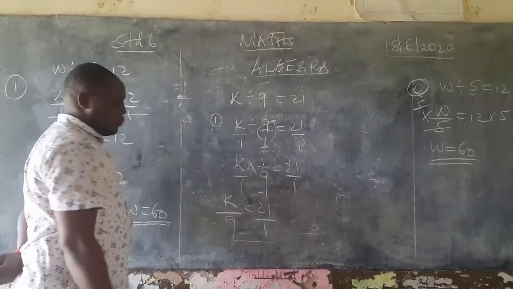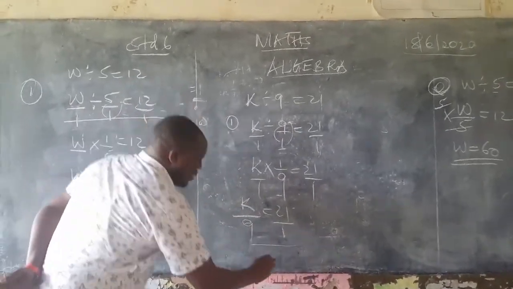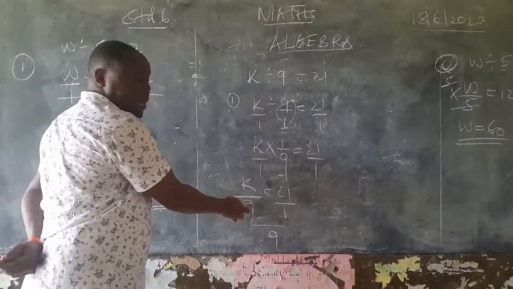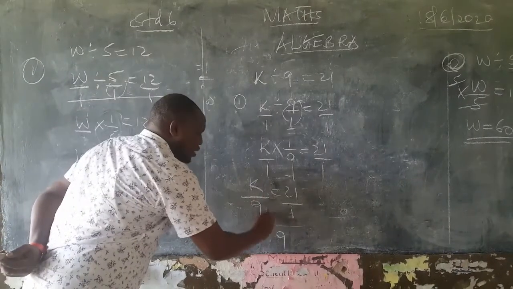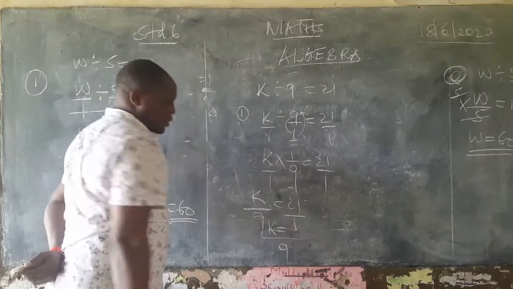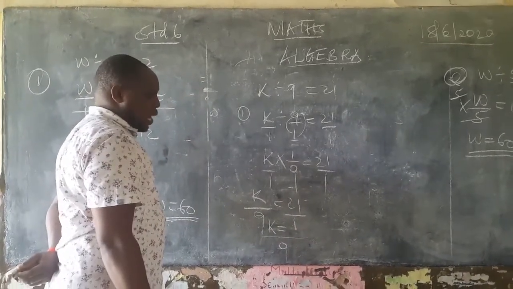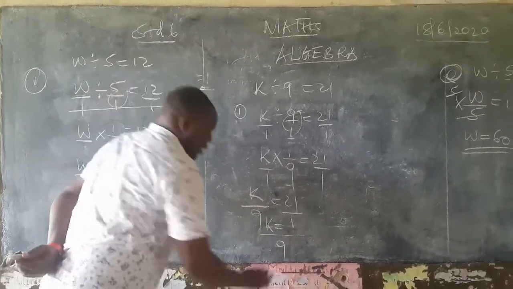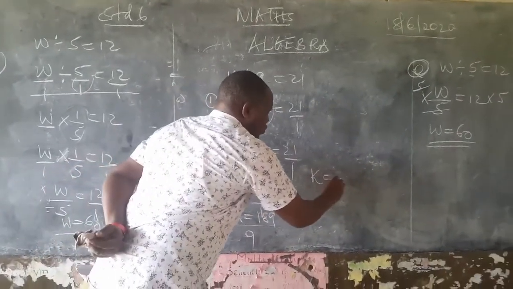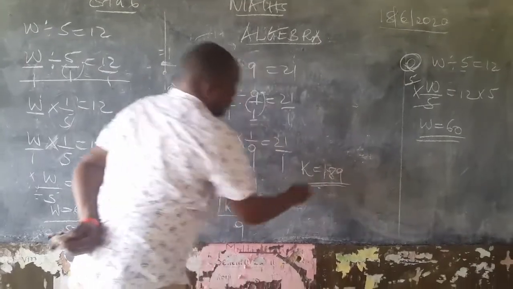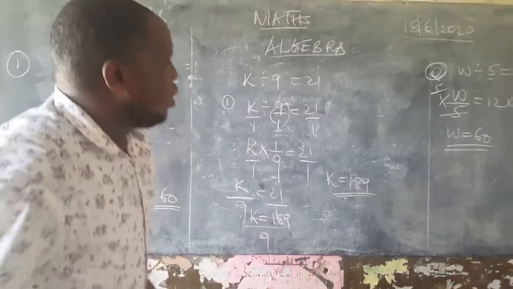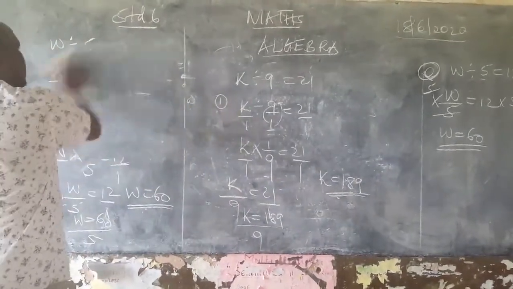You get the reciprocal. Sorry, the LCM. 9 and 1, the LCM is 9. 9 divided by 9 is 1. 1 times k is 1k, which is written as k, is equivalent to 9 divided by 1 is 9, then times 21 is 189. So this is going to be 189. So the value of k is equal to 189. Then we move to way number 2, whereby we are getting the question directly.